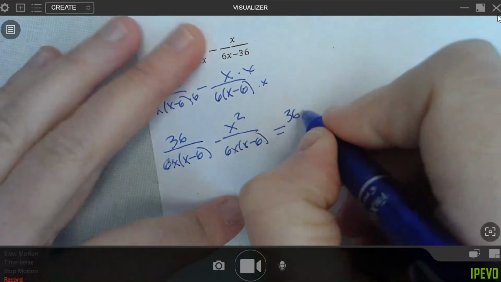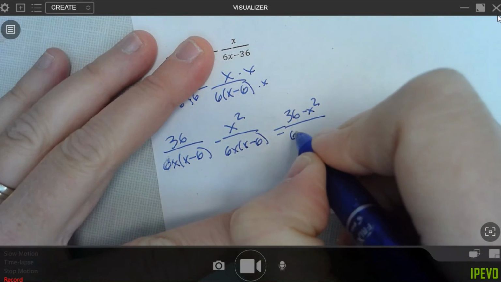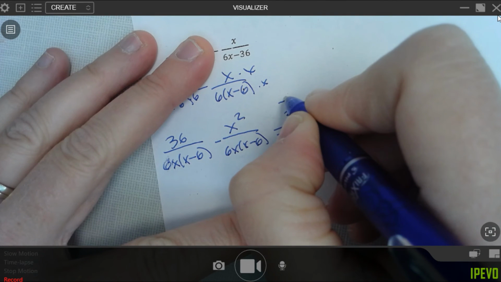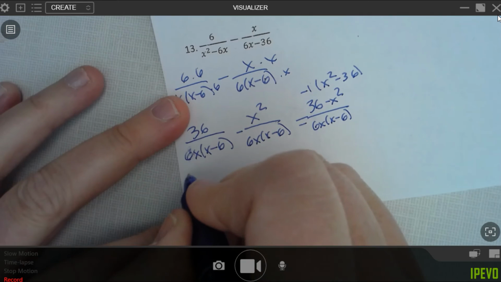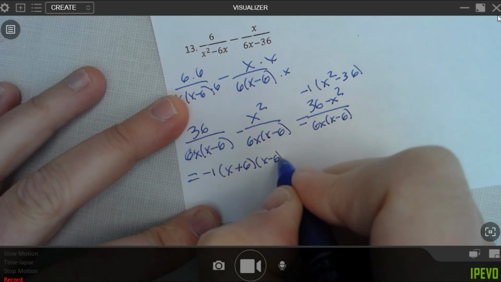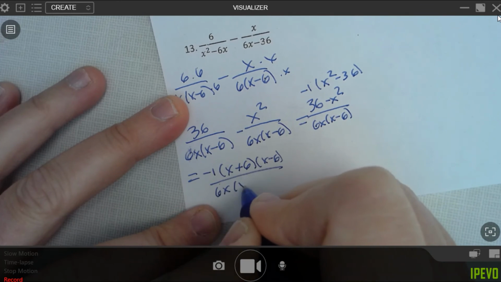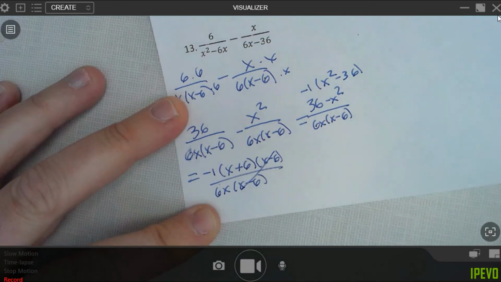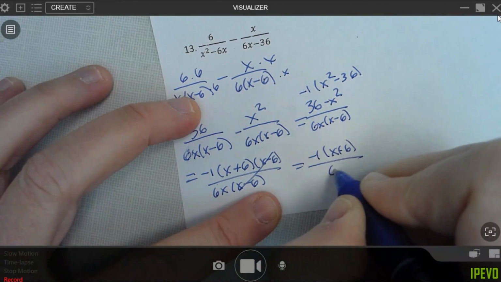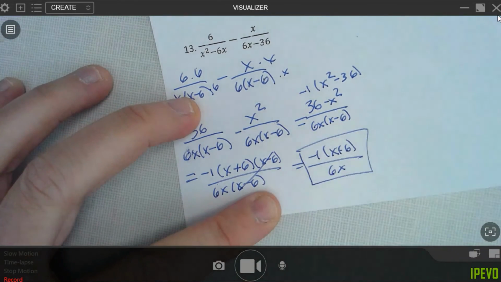So 36 minus x squared, you guys, is going to factor for us. If you pull out a negative 1 here, that's going to factor into (x plus 6)(x minus 6). Those cancel. So your reduced answer would be this. You can multiply in your negative 1 if you would like, or you can leave it on the outside.